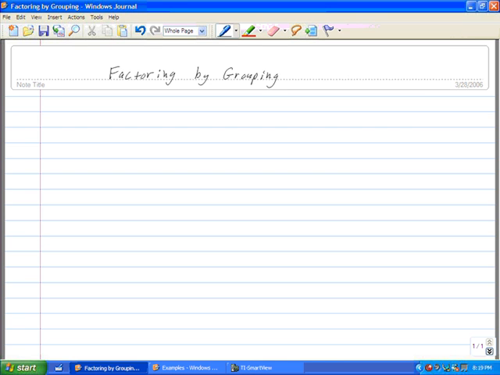The next factoring technique that we have to learn is a technique called factoring by grouping. With factoring by grouping, it is most commonly going to be used when you're given a polynomial that consists of 4 terms. Now that's not to say that that is the only time that it will be used, but that is the most common usage. So let's go ahead and look at an example.